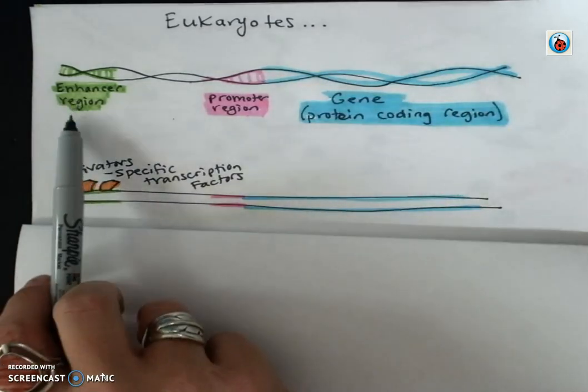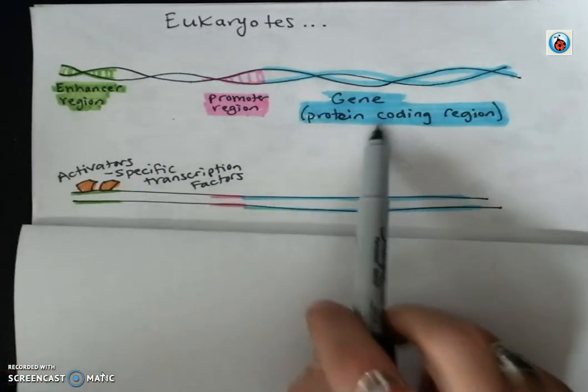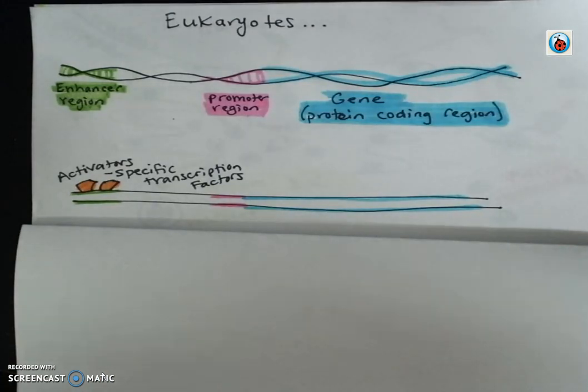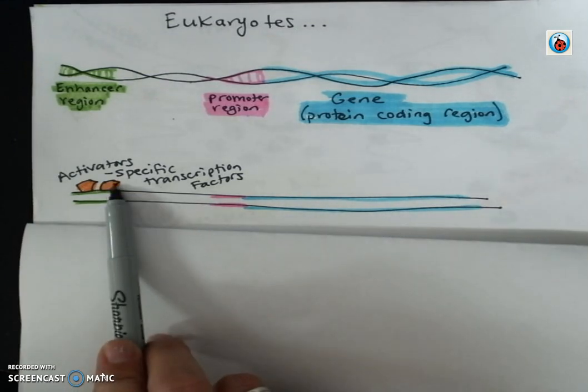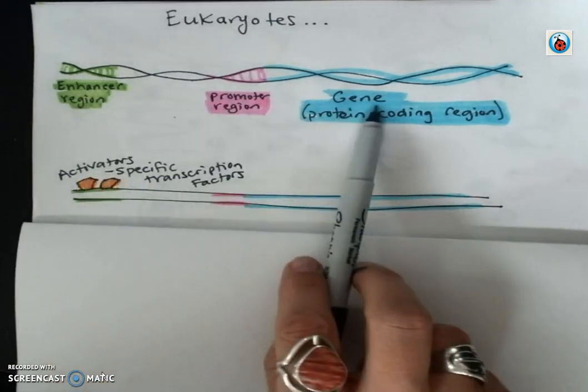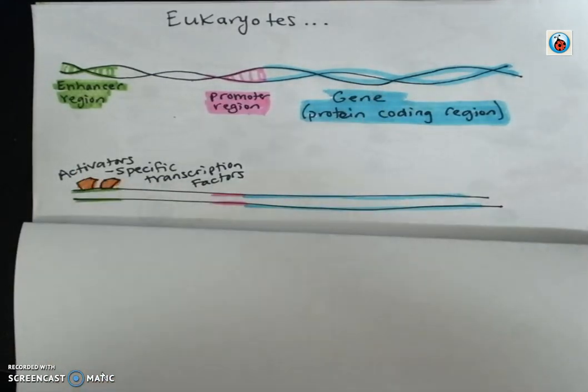I'd have the same enhancer region, promoter region, and protein coding region in, let's pretend, my eyeball cells. But I don't have these activators there. So yes, I'll have all of these sections, but if I'm missing the activators, then this gene will not be expressed in my eyeball. So really it comes down to the transcription factors in eukaryotes.